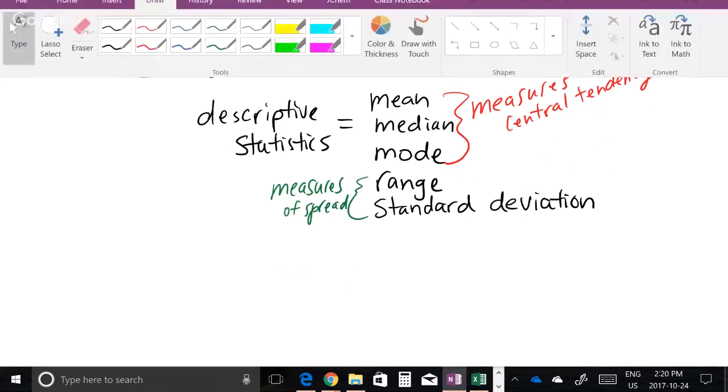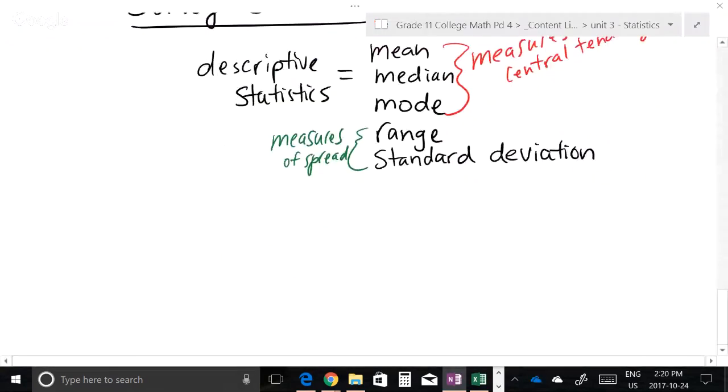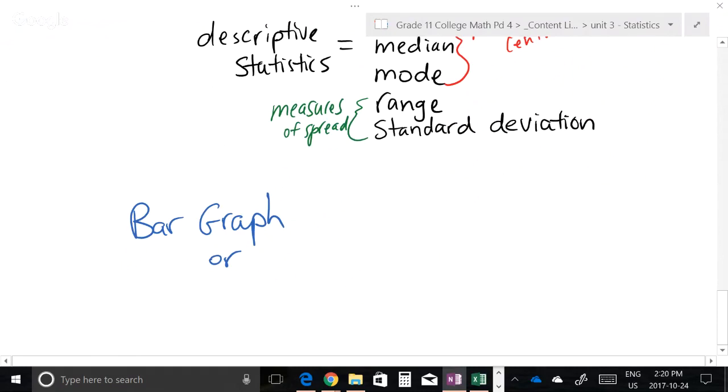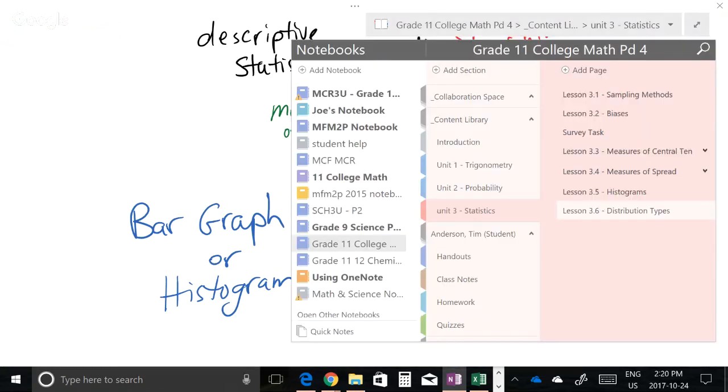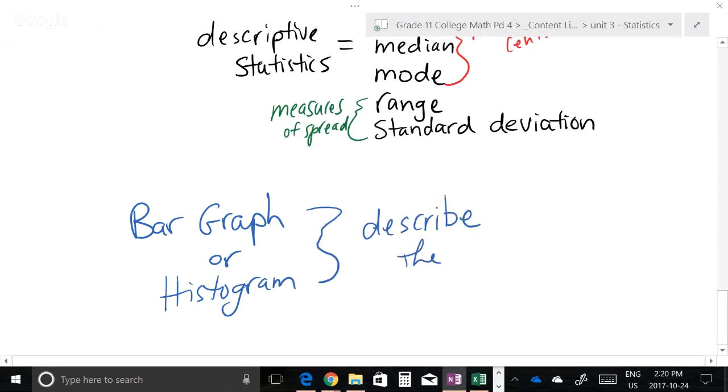Then once you've done that, you should draw either a bar graph or what? It might make sense for your data to be a bar graph, or it might make sense for your answer to be a histogram. Good. And then once you've done that, you should be able to describe, what language did I use for this again? The distribution.